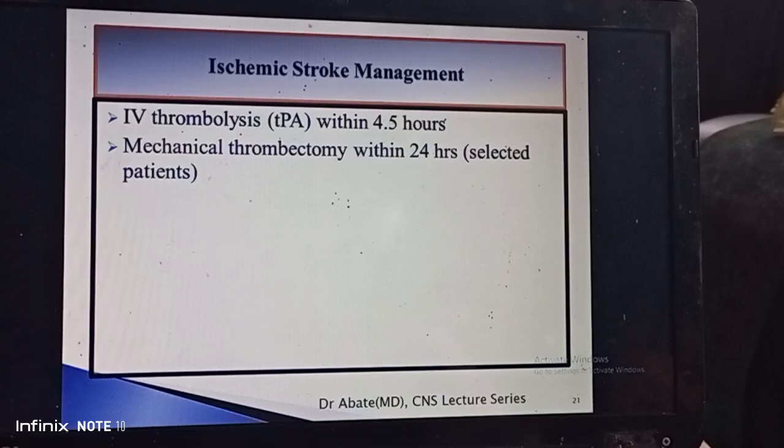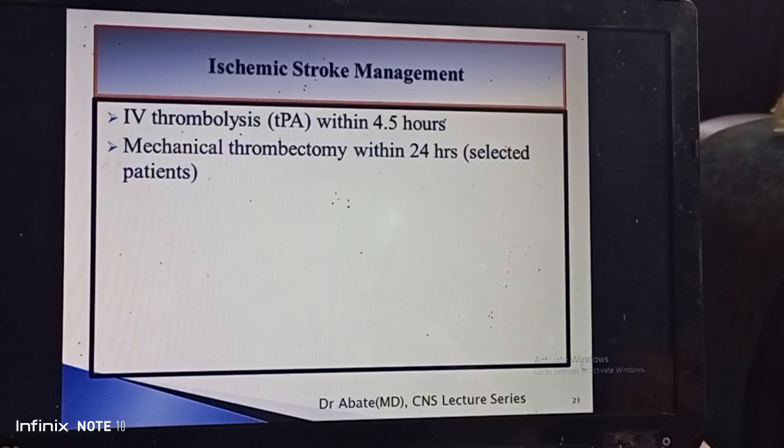If the CT result says that the patient has ischemic stroke, you have to start management for ischemic stroke. For a patient who presents within 4.5 hours, IV thrombolysis is indicated. Tissue plasminogen activator IV thrombolysis is indicated for patients who present within 4.5 hours of the onset of symptoms. So IV thrombolysis is indicated for ischemic stroke.